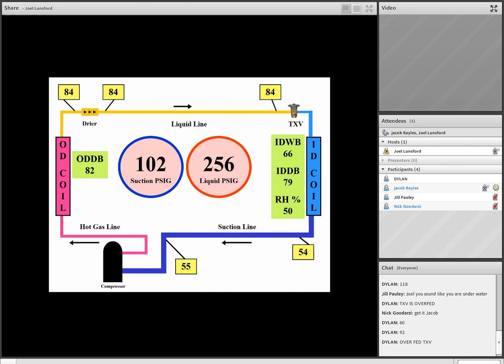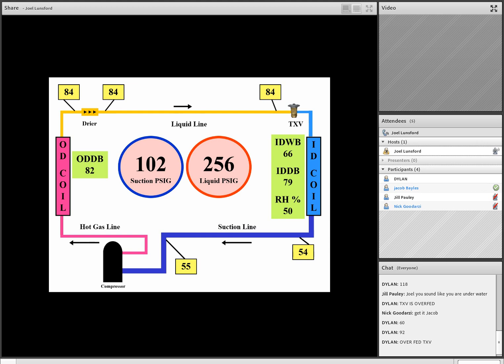All right, so let's keep working. At 256 pounds of pressure on the liquid side, what's the pressure temperature conversion at 256? About 85. Okay, good. So we see that our subcooling is low, our superheat is high, our suction pressure is low, and our liquid pressure is low.